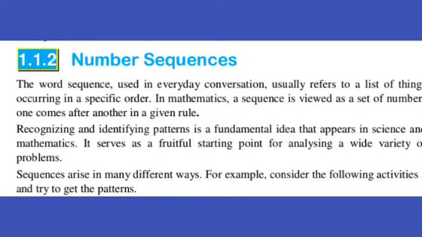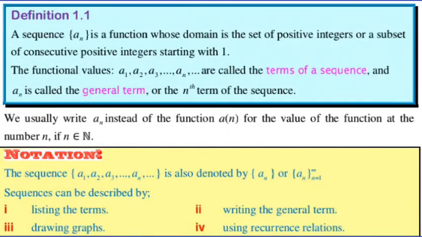Now we will see what sequences are. What is a sequence? A sequence is a function whose domain is the set of positive integers or a subset of consecutive positive integers starting with 1. The functional values a1, a2, a3 up to an up to infinity are called the terms of the sequence. Those are the terms, and an is called the general term. That means we can say the nth term of the sequence.